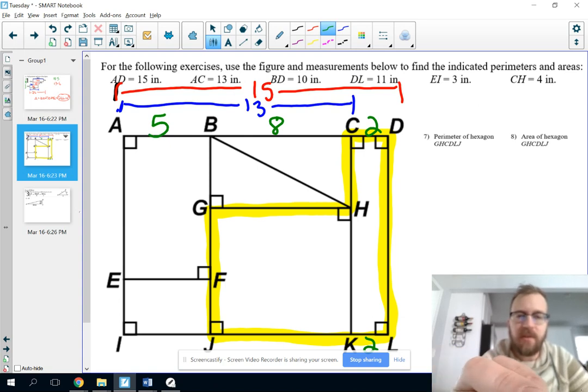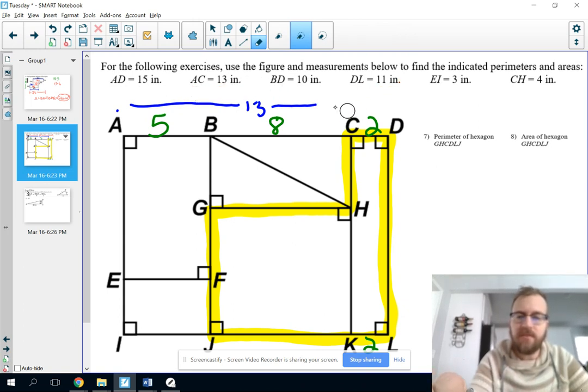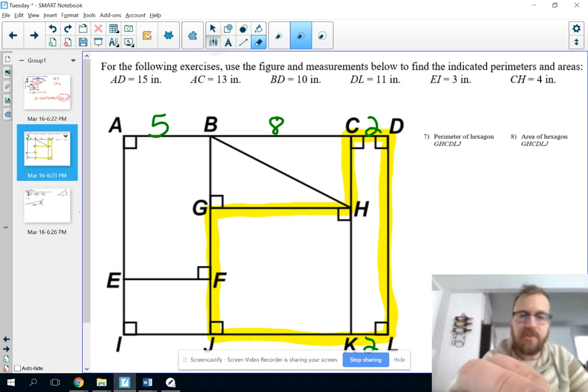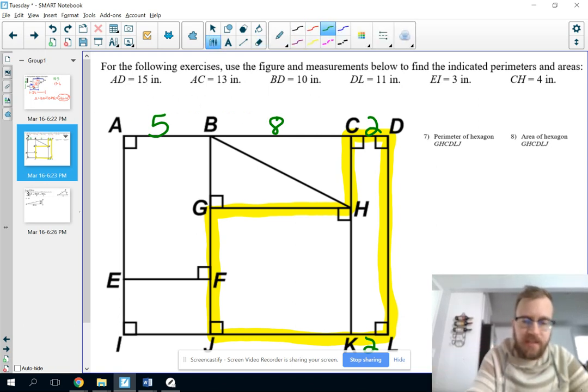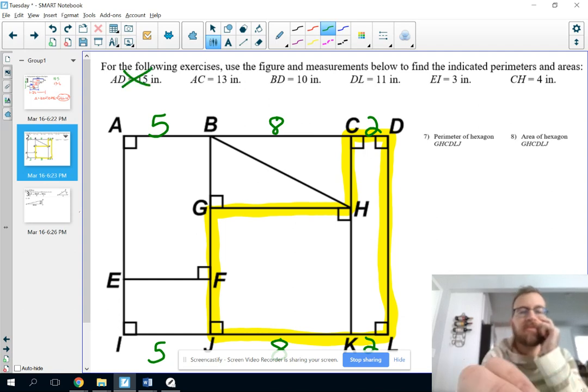So now I can get rid of these labels just so it's a little cleaner. We've used those for everything we need to. And then all that information we can transfer down to our bottom side. So IJ would be the same as AB. JK would be the same as BC. So we've used this measurement, we've used this measurement, we've used this measurement.